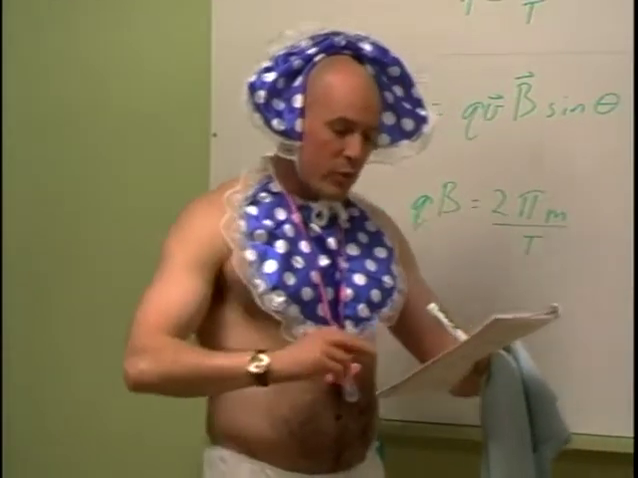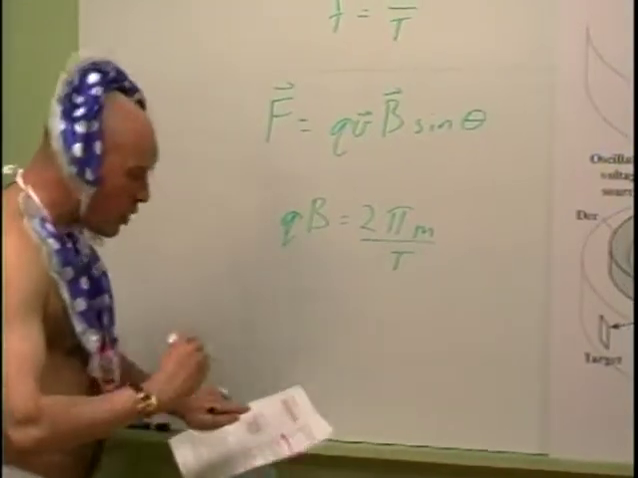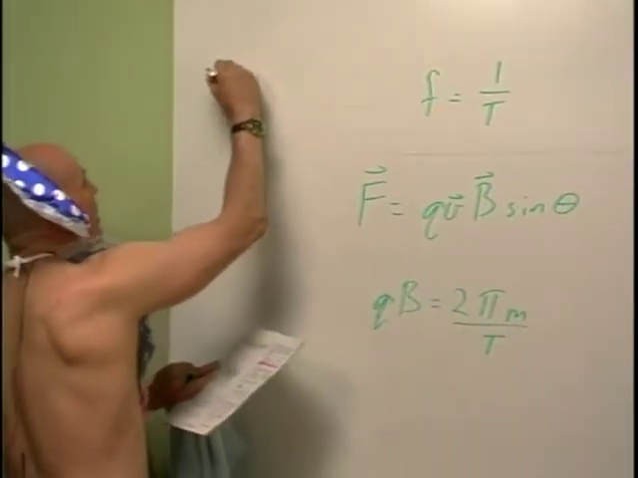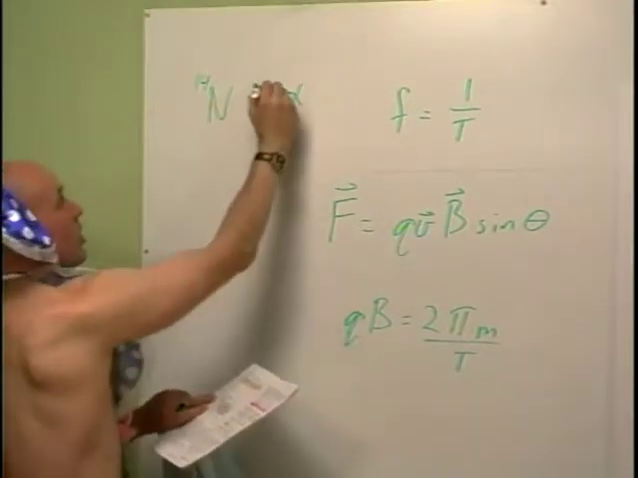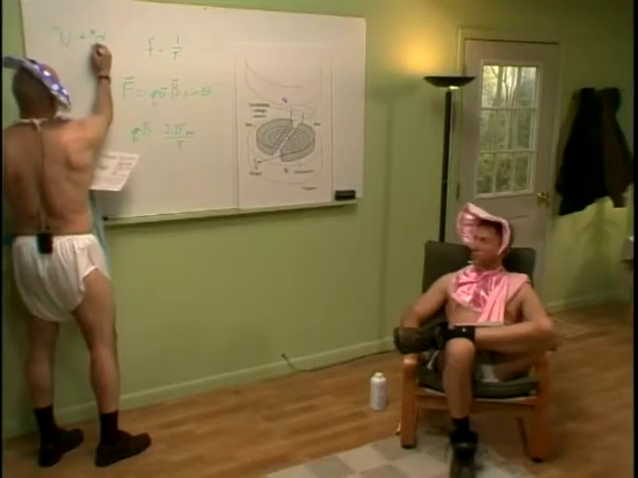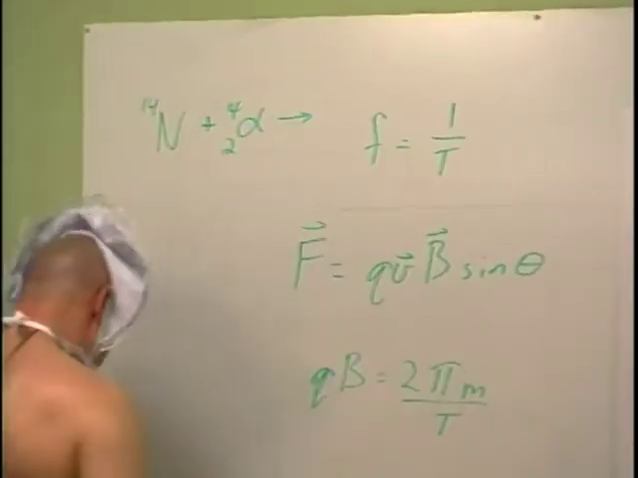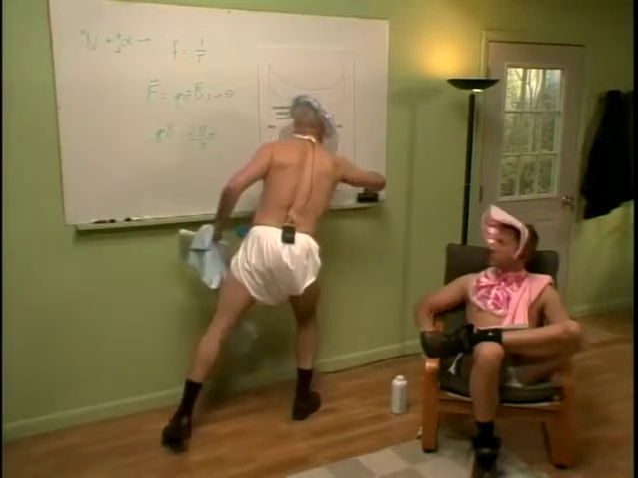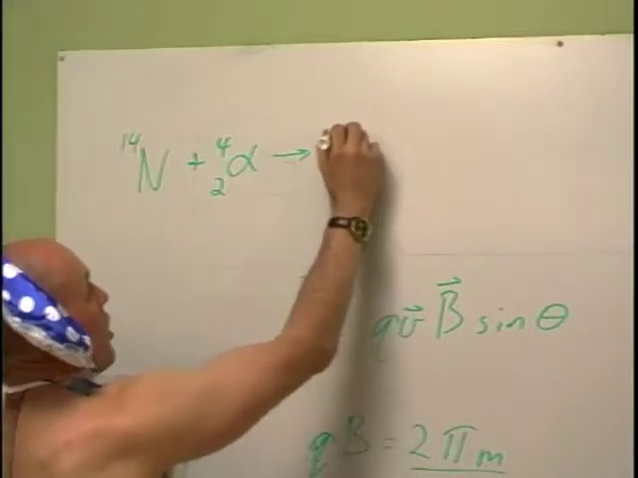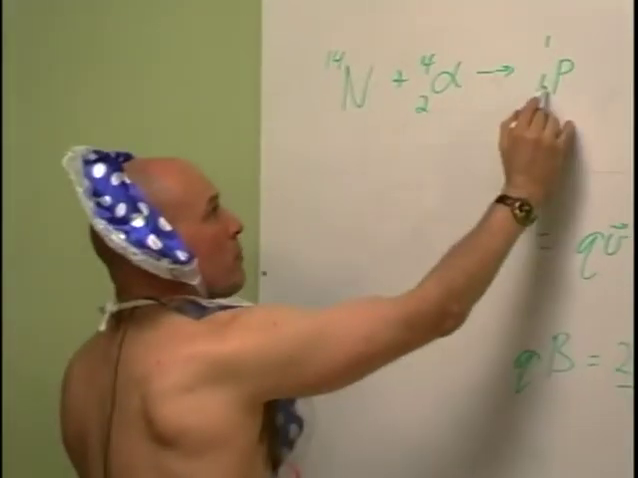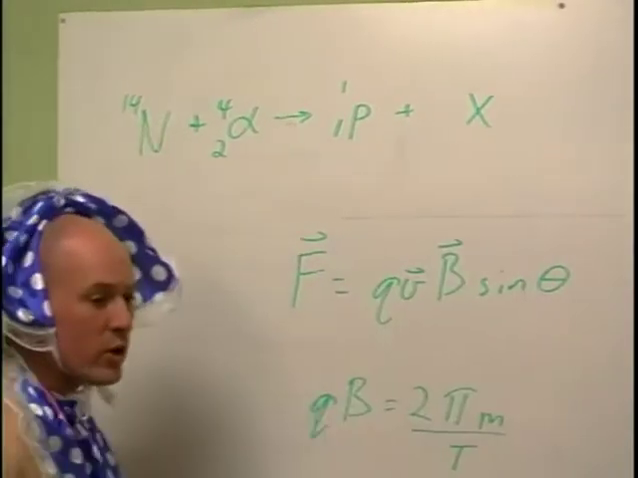Question 58. Bombardment of N-14 with an alpha particle produces a proton and which of the following? We're going to take N-14 and bombard it with an alpha particle. You need to know that an alpha particle has a mass number of 4 and an atomic number of 2. It's a helium nucleus. When we bombard it, we get a proton, with a mass number of 1 and an atomic number of 1, plus something else, the mysterious element X.